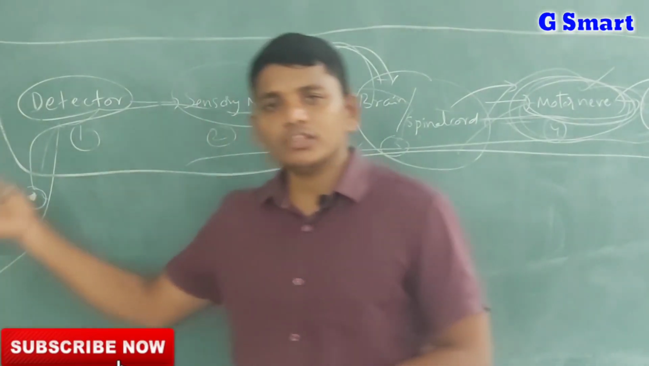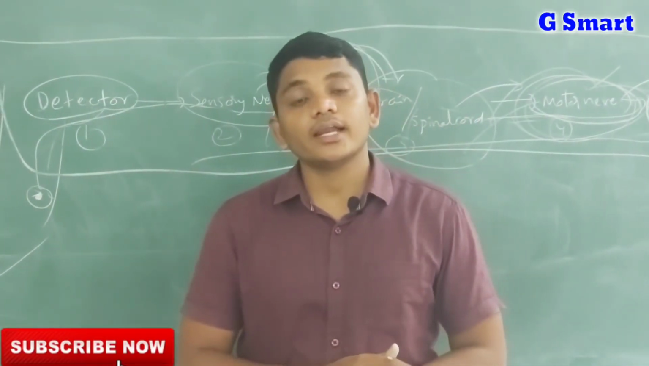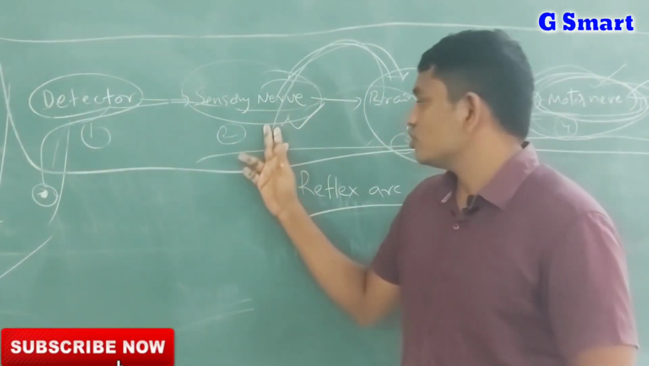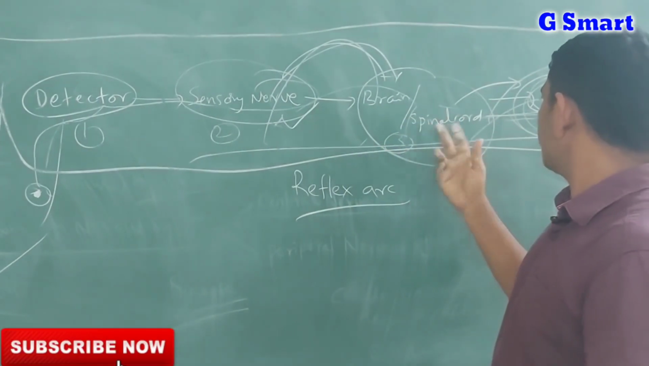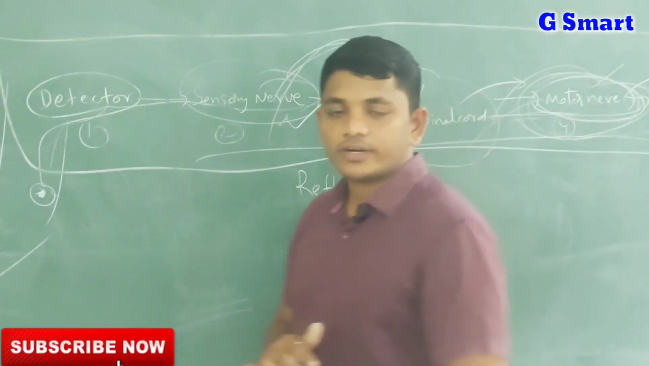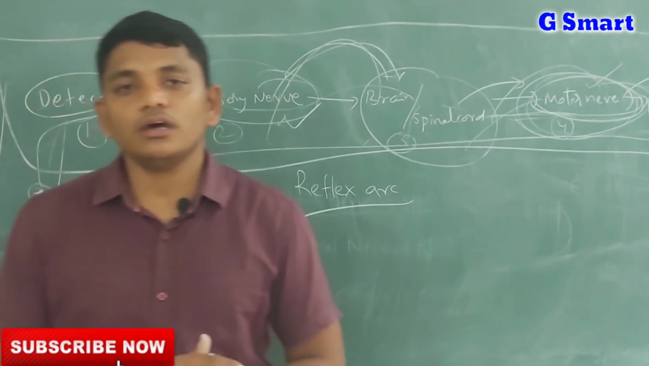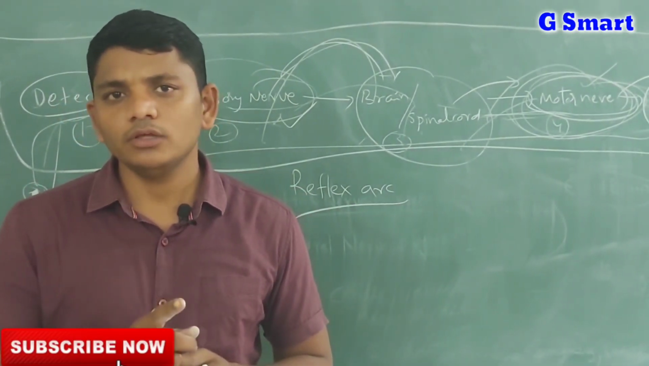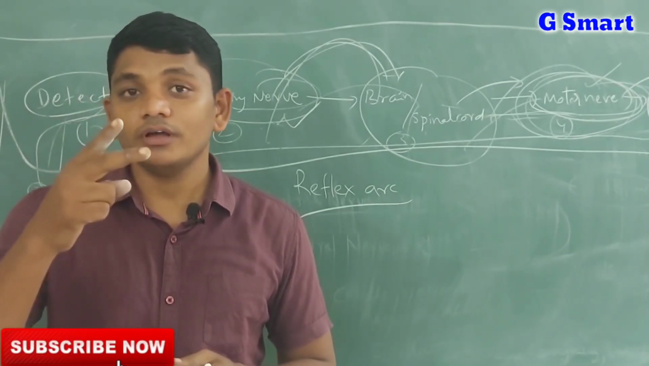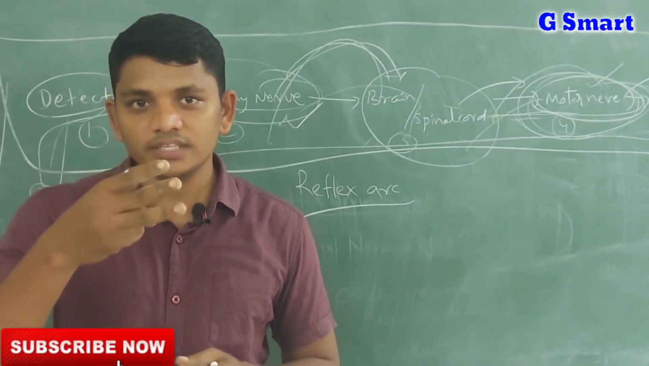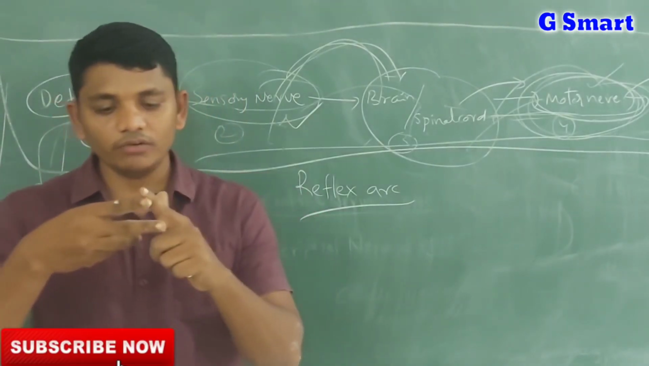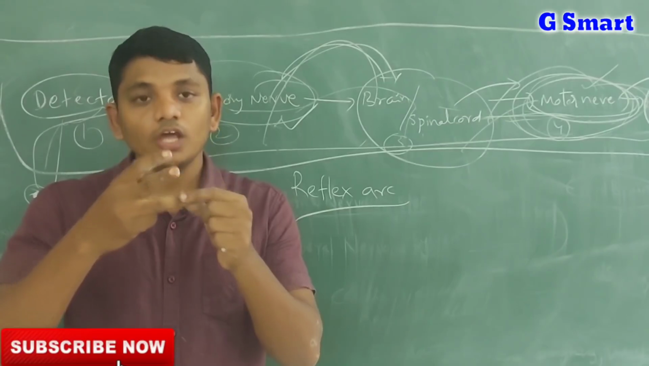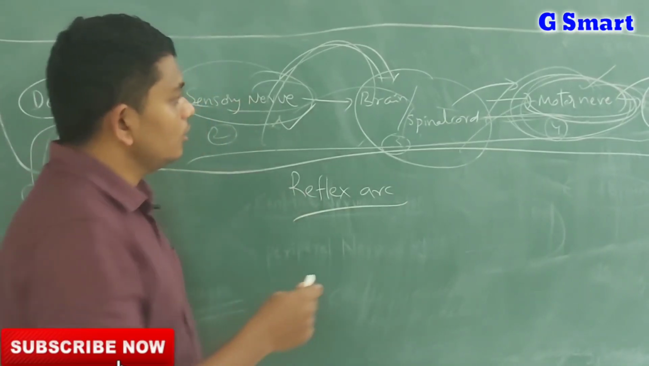So this entire pathway is called the reflex arc. How many parts are there in a reflex arc? Five parts: detector, sensory nerve, brain or spinal cord, motor nerve and effector organ. This is called a reflex arc. By this you have to understand one thing. Nerve cells are mainly of three types. Among these three, we already discussed the sensory nerve and the motor nerve, and the third one is called the associate nerve. What is that?